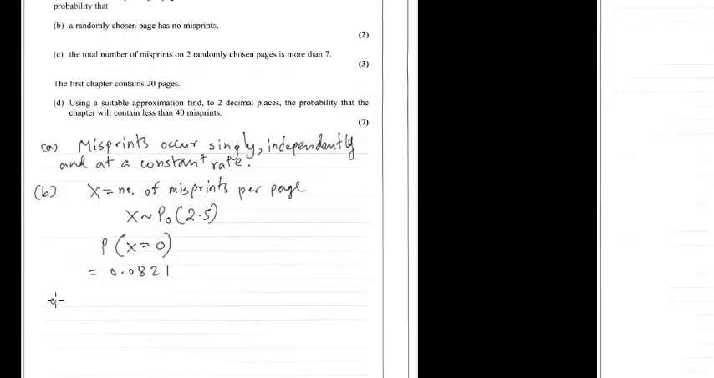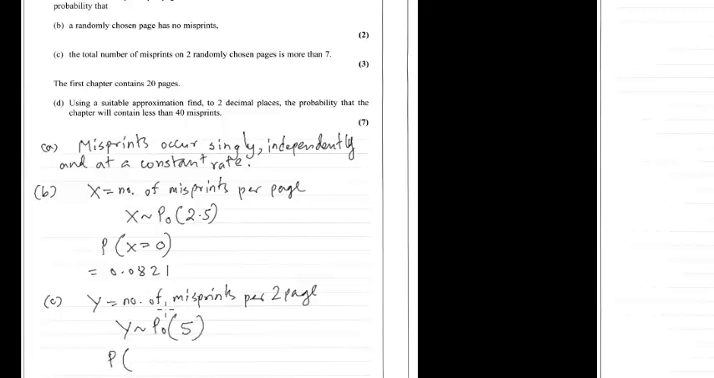For question number C, the total number of misprints on two randomly chosen pages. Two randomly chosen pages means that we have to change the interval. So now we have y, number of misprints per two pages. We have to change the random variable to y. So the Poisson distribution now, previously it was 2.5 for one page. For two pages it would be 2.5 times 2, which is 5.